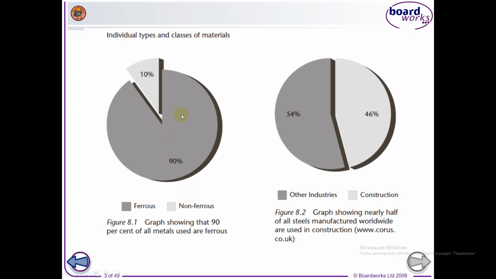These graphs show that 90% of all metals used are ferrous and only 10% non-ferrous. And here you can see that nearly half of all steels manufactured worldwide are used in construction.